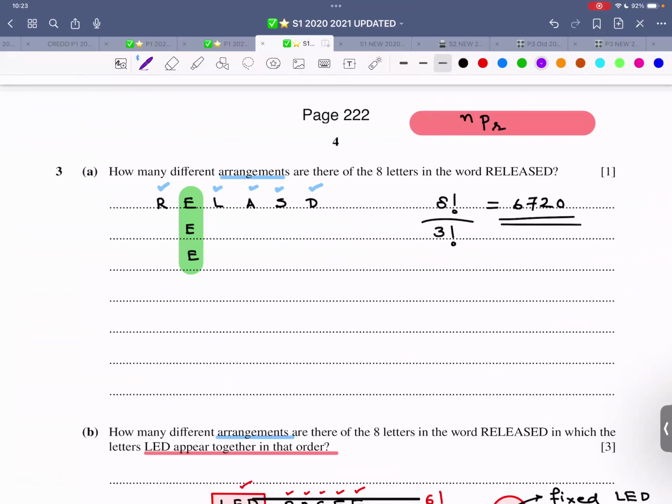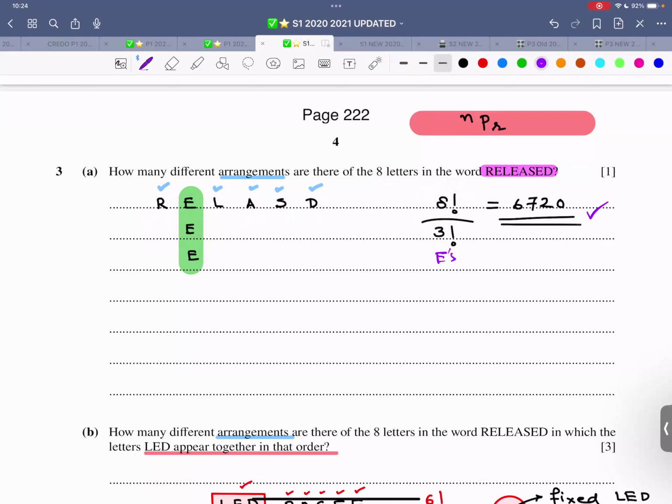Now it says, how many different arrangements are there of the 8 letters of the word RELEASED? So we are talking about this word, RELEASED. We have R, L, A, S, D, and we have 3 E's over here. So without any restriction, it's 8 factorial, divided by 3 factorial. Why divide by 3 factorial? For the 3 E's.